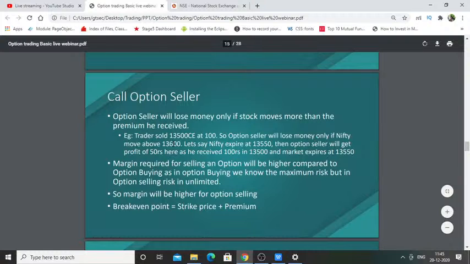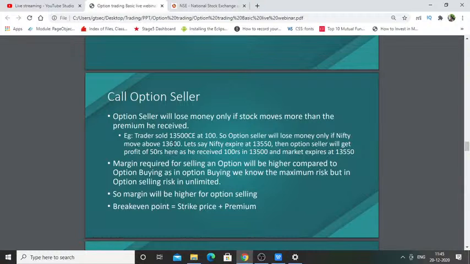Even if Nifty stays flat, the option seller is going to make some money. If Nifty expires at 13,550, the option seller will get a profit of 50 rupees. He received the 100 rupees premium, and since Nifty is expiring at 13,550, the intrinsic value of this 13,500 option will be only 50 rupees. Since he sold at 100 rupees, he will get a profit of 50 rupees. So this 13,500 call option will expire at 50 rupees, and the extra 50 rupees of premium is his profit.